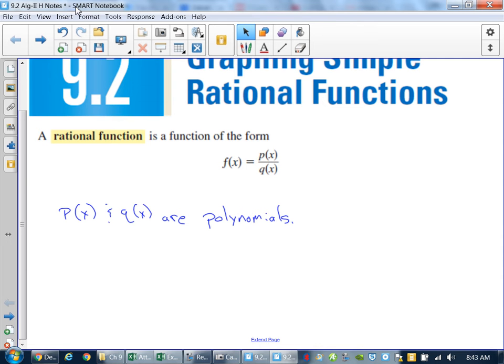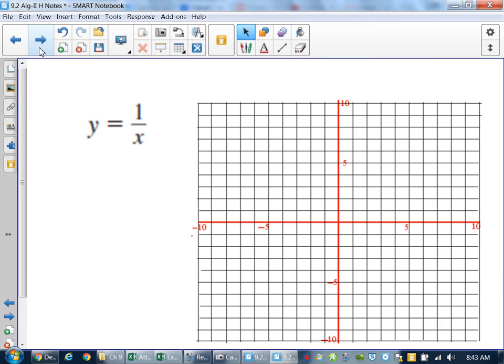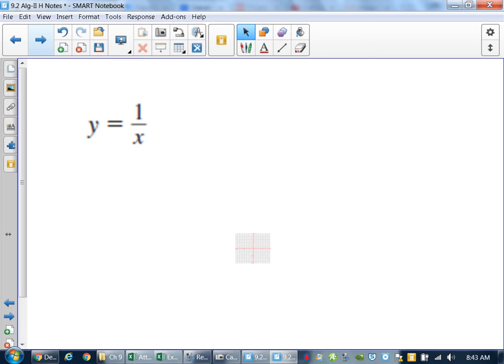One of the first rational functions that I like to show you guys how to graph is kind of the easiest one, 1 over x. So let's look at the graph of 1 over x. And what I want you to think about is when you first learned how to graph, you always graphed via a table. You graph via a table, right?